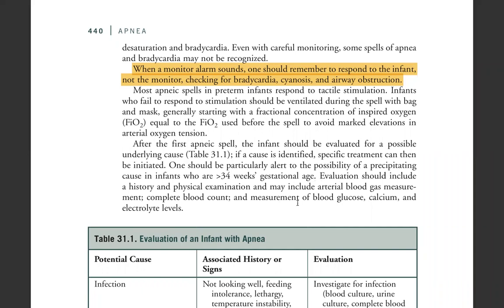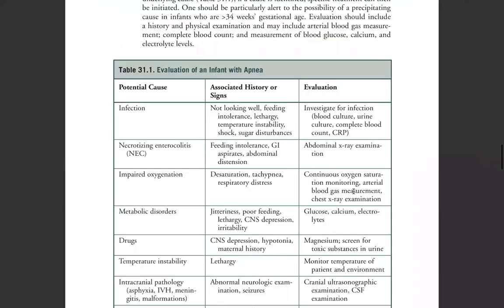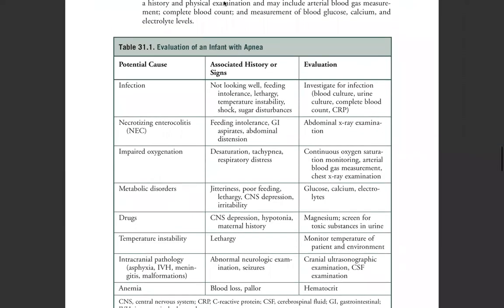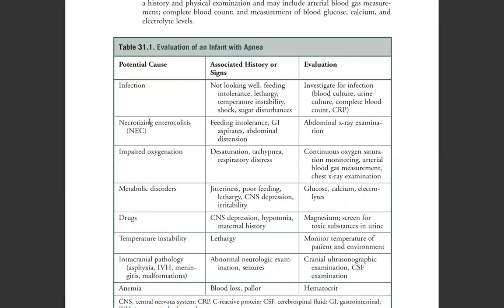After history and physical examination, you should send investigations like blood gas, CBC, blood glucose, calcium, and electrolyte levels. These are the basic investigations you should send, and always search for the causes. These are the 8 causes that you have to evaluate in an apneic child: infection, anemia, necrotizing enterocolitis, impaired oxygenation, metabolic disorders, drugs, temperature instability, and intracranial pathology.